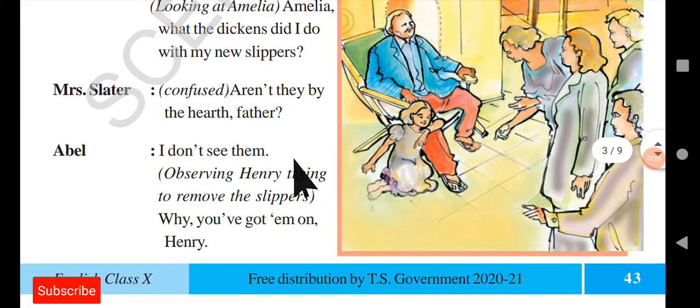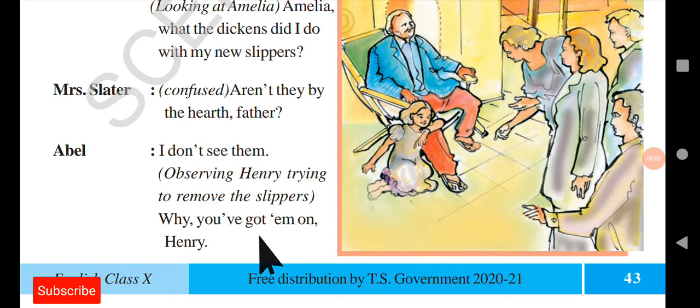So Mrs. Slaughter, confused, says, "Aren't they by the hearth, father? Aren't they near the fireplace?" Usually in western countries they have a fireplace, where wood is burned inside the house. Now Amelia is saying, aren't they nearby that? So Abel says, "I don't see them." Observing Henry trying to remove the slippers, he asks, "Why have you got them on, Henry?"